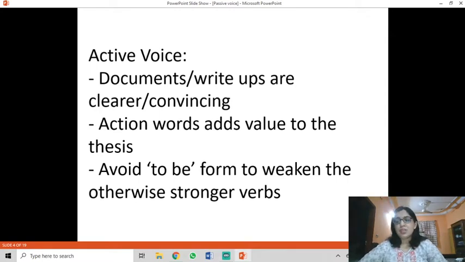Avoid to-be forms, which weaken the otherwise stronger verbs. When I say I accomplished a task, and then you say the task was accomplished by Aisha, you are using the to-be form unnecessarily. So use stronger verbs when you say demonstrate and illustrate, and when you say accomplished and achieved. These are action verbs, so they show an action. It shows that you have achieved something. So use them in the present tense. Do not change their form because it would weaken the otherwise stronger verbs.